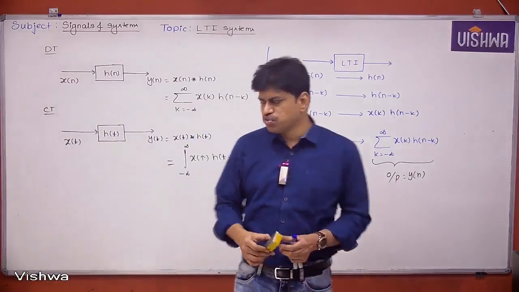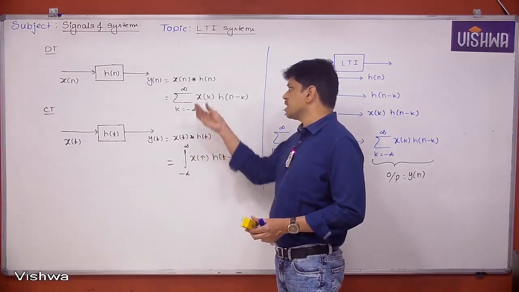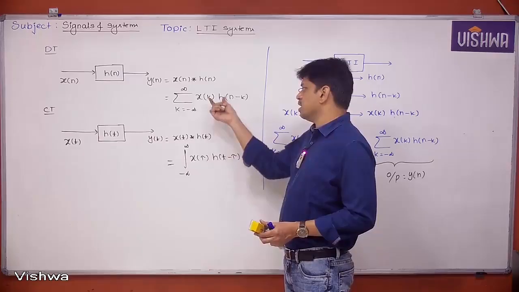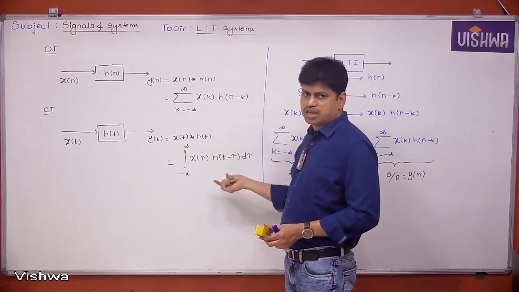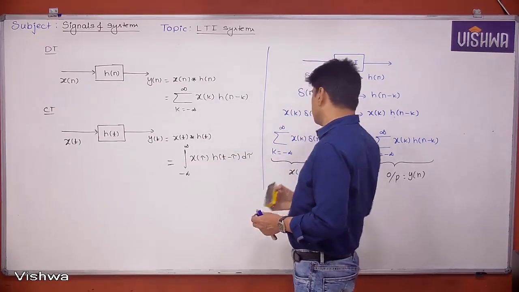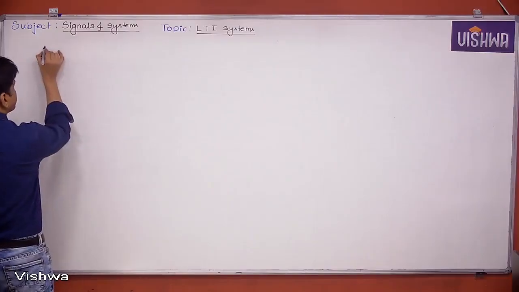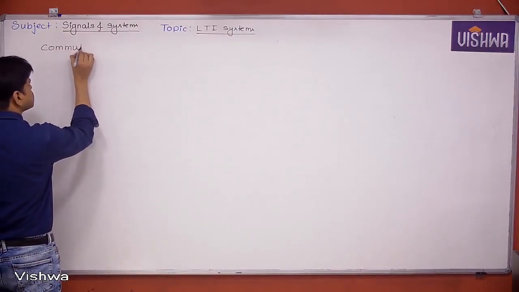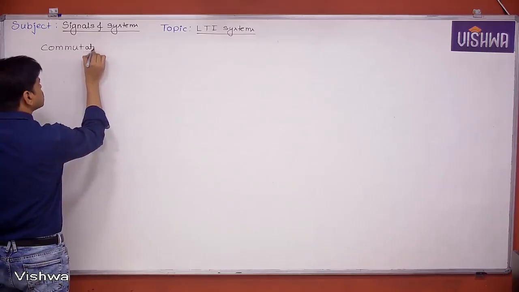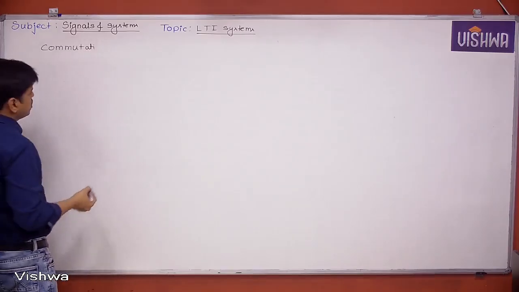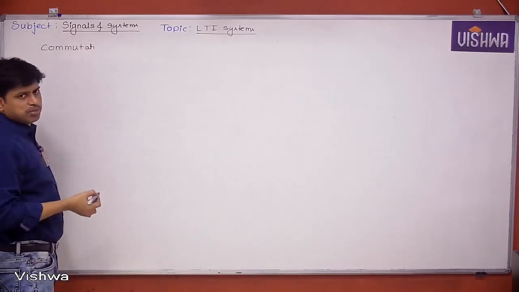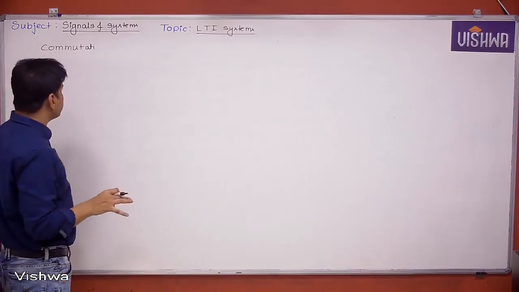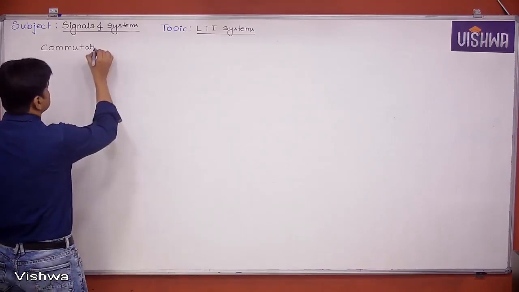I haven't done any proof here, so try to understand, because it is simply an analogy we have taken, and from that analogy I have written this formula. Now, commutative property. We are not seeing any proofs here, because that would take a lot of time, but we still have to remember the result. So I am directly giving you the properties. Commutative property.